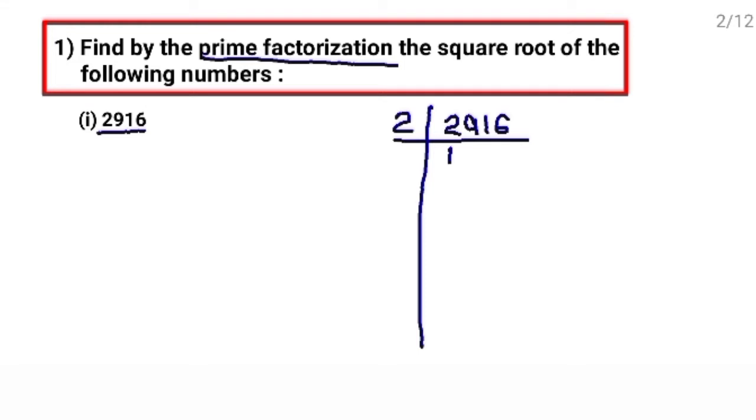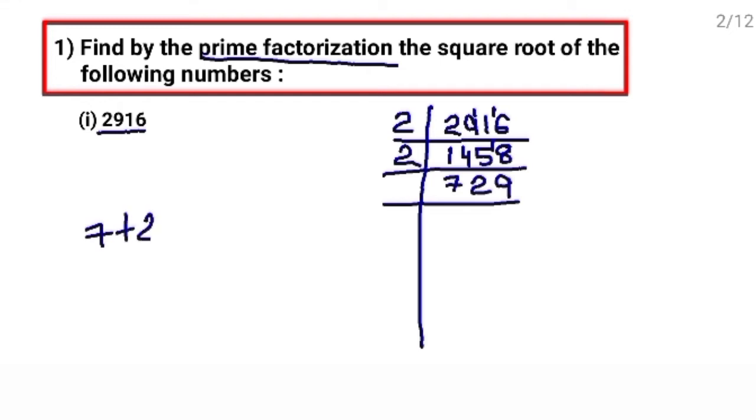So 2 ones are 2, 2 fours are 8, 1 is remaining, it becomes 11. 2 fives are 10, again 1 is remaining, it becomes 16. 2 eights are 16, again by 2. 2 sevens are 14, 2 twos are 4, 1 is remaining, 2 nines are 18. Now this is not divisible by 2. Check by 3. What is the divisibility rule of 3? Add the digits. 7 plus 2 plus 9: 9 plus 2 is 11, plus 7 is 18. And 18 is divisible by 3. So this will be divisible by 3.